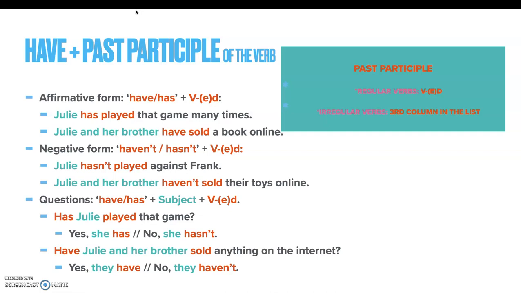When we ask questions, we have to remember that the subject goes in between the two parts of the verb. So we have or has plus the subject and the past participle. For example, has Julie played that game? Positive answer, yes she has. Negative, no she hasn't. Have Julie and her brother sold anything on the internet? The positive is yes they have, and the negative, no they haven't.